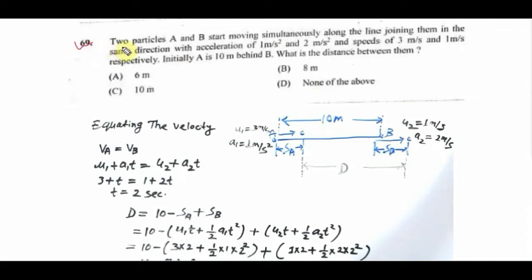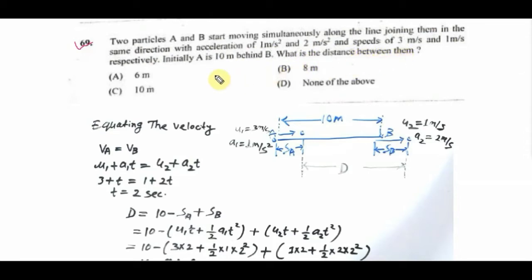So till now we have solved question number 68 from 41. Question number 69. Two particles A and B start moving simultaneously along the line joining them in the same direction with acceleration of 1 meter per second square and 2 meter per second square and speeds of 2 meter per second and 1 meter per second respectively. Initially, A is 10 meter behind B. What is the distance between them?